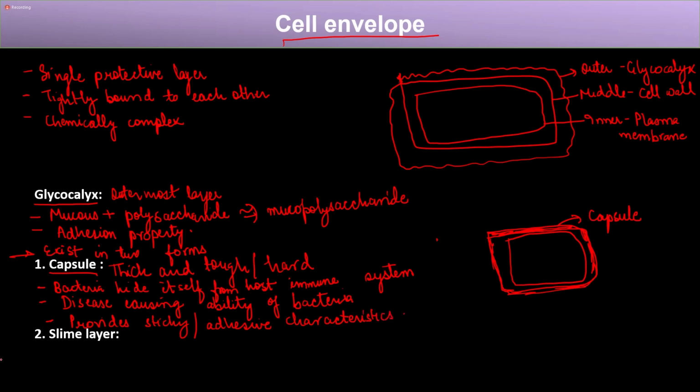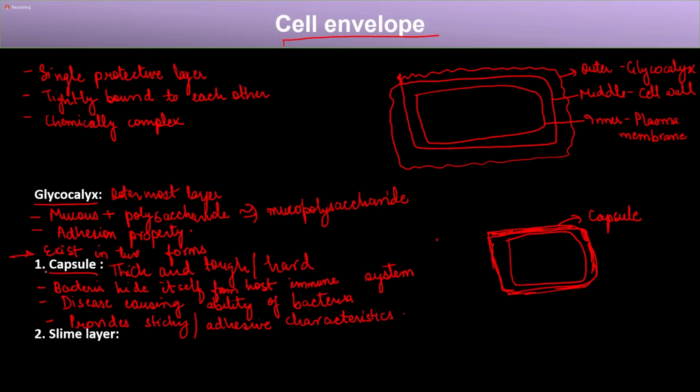Okay. So this is about the capsule. It looks thick and hard, because of which the bacteria can hide itself inside the capsule from the host immune system, which in turn increases the disease causing ability of a bacteria. Moreover, it also provides a sticky or adhesive characteristic to the bacteria.